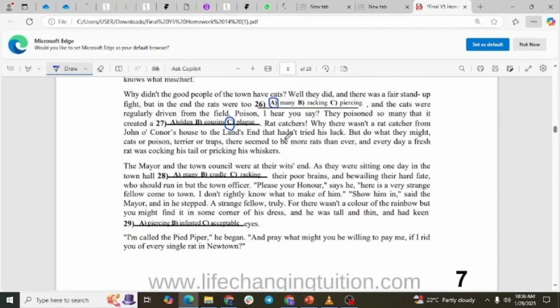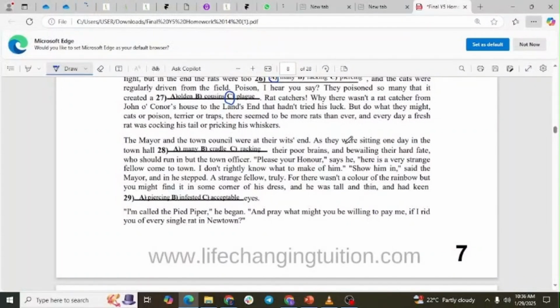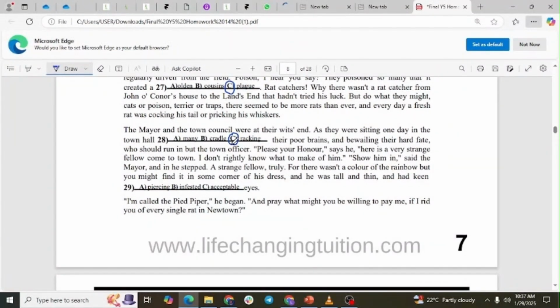Question 28. The town council were at their wits' end, sitting one day in the town hall, blank their poor brains. Options: A. Many, B. Cradle, C. Racking. Answer: C. Racking. Explanation. Racking their brains is an idiom, meaning they were thinking extremely hard. Many their brains, or cradle their brains, would not make sense.